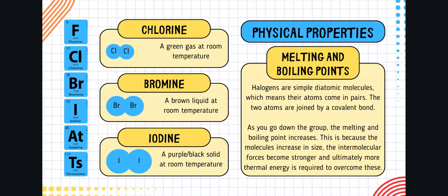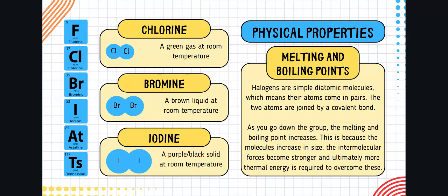Now, when the increase in size happens, the intermolecular forces, or the negative energy of the atom, becomes stronger. And ultimately, more thermal energy is required to overcome these forces at a greater temperature, causing melting and boiling points to be higher the further down you go the group 7 halogens.